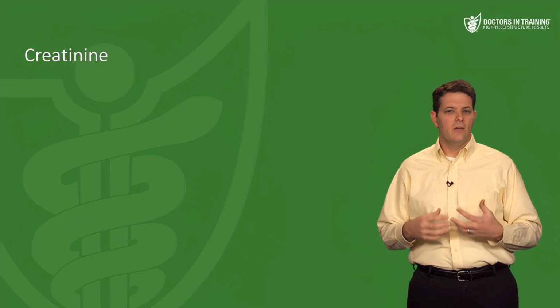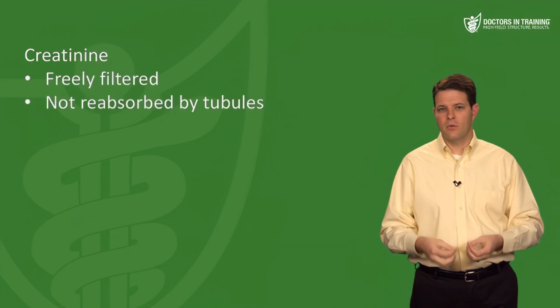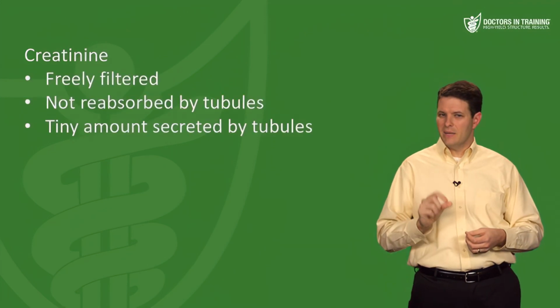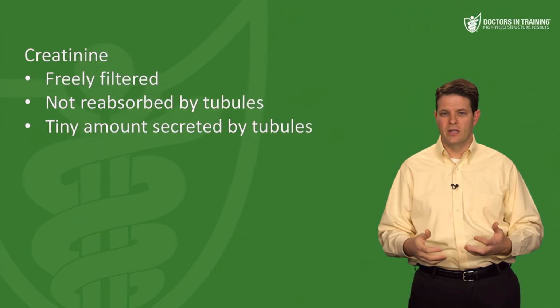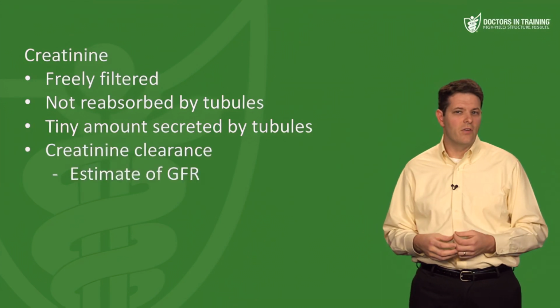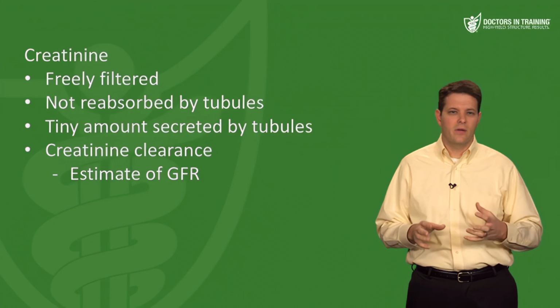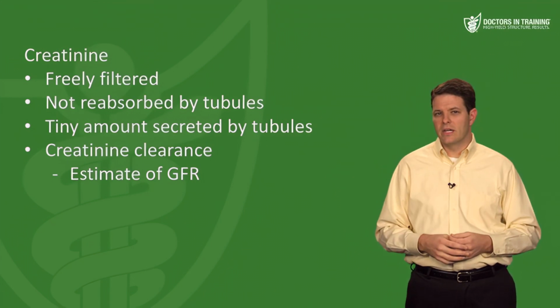So creatinine functions very much like inulin in that it's freely filtered, it's not reabsorbed by the tubules, and only a tiny, tiny amount is secreted by the tubules. So instead of going to all the trouble of measuring the clearance of inulin, we can calculate the creatinine clearance, and that's going to be a pretty good estimate of GFR. Now, you don't need to know how to calculate a creatinine clearance for Step 1, but that's how we use the creatinine clearance clinically, to estimate GFR.